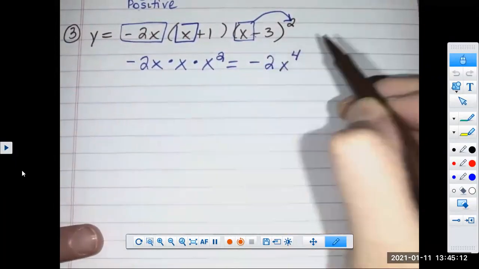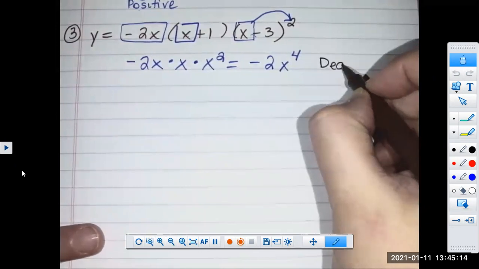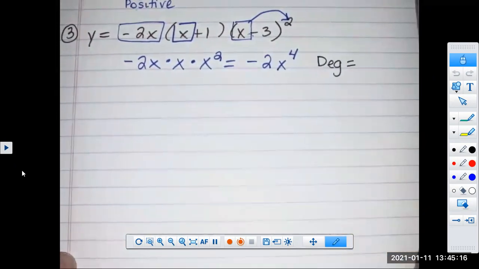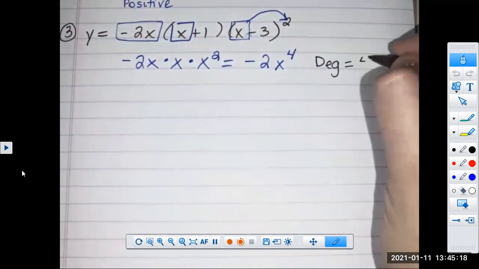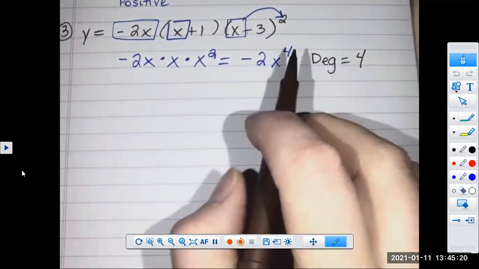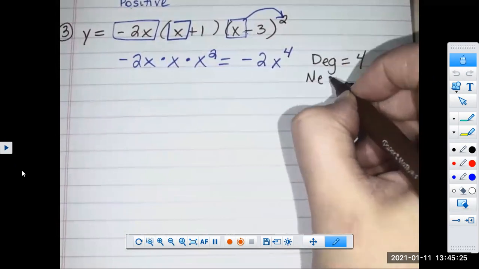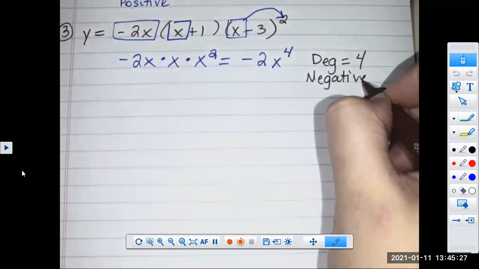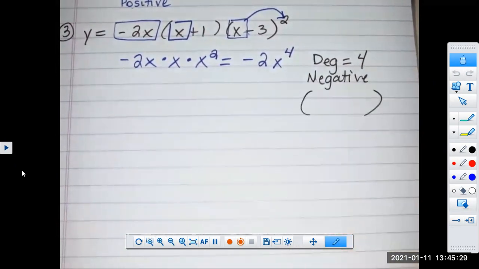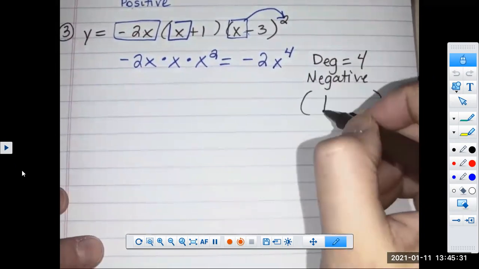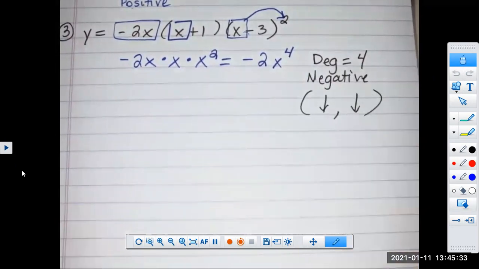So we're going to use this. My degree is what? Good. It will go down, down. Your degree is 4. Your leading number is negative. So my end behavior, even degree, they're either going to go down, down, or up, up. If it's negative, it goes down, down.